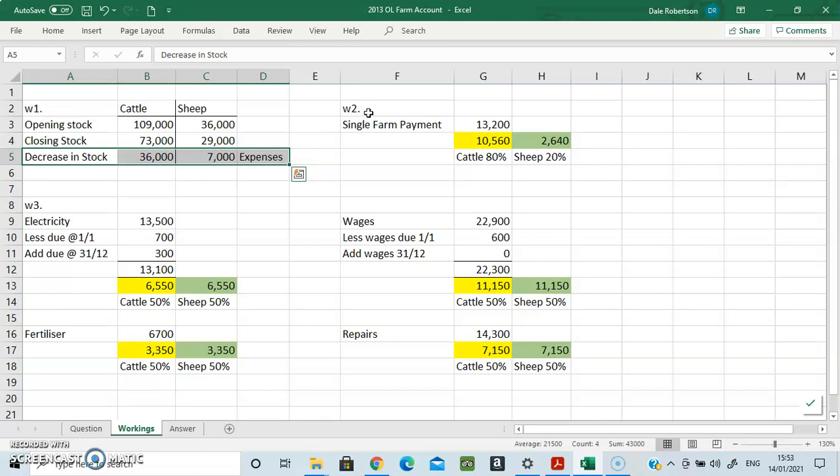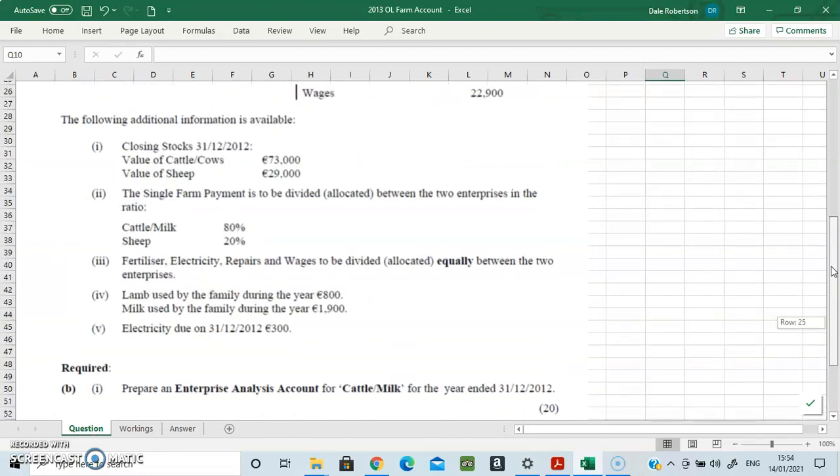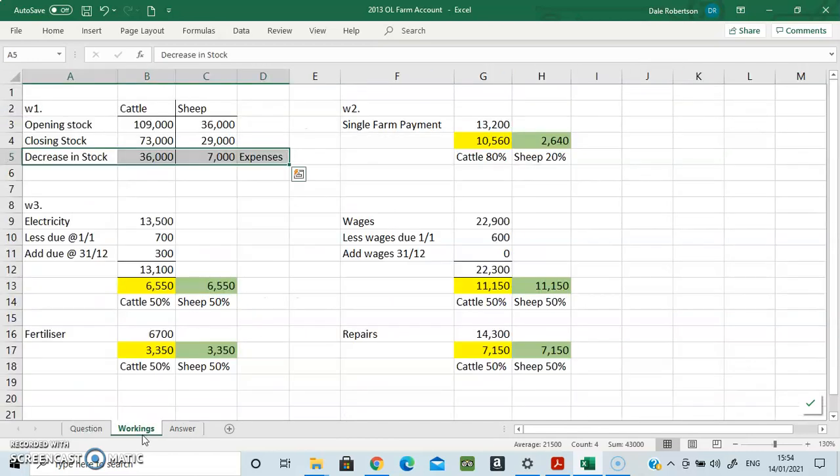The second working I'm going to refer to is the single farm payment. That, of course, is referring to this 80-20 split. So we're simply going to take our single farm payment of 13,200 and we're going to split that 80% cattle and 20% sheep. I'm using color coding here, so the yellow numbers are going to be cattle and the green numbers are going to be sheep.